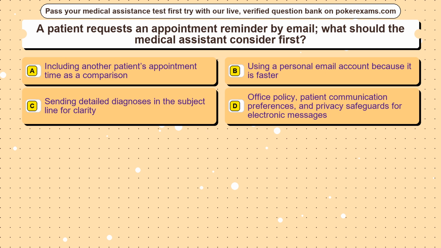Question 47. A patient requests an appointment reminder by email. What should the medical assistant consider first? Option A, including another patient's appointment time as a comparison. Option B, using a personal email account because it is faster. Option C, sending detailed diagnoses in the subject line for clarity. Option D, office policy, patient communication preferences, and privacy safeguards for electronic messages.